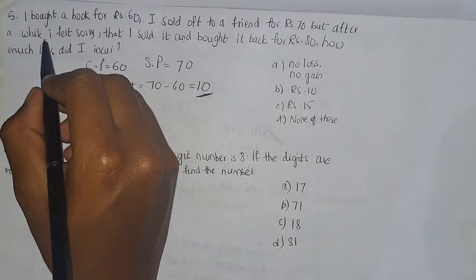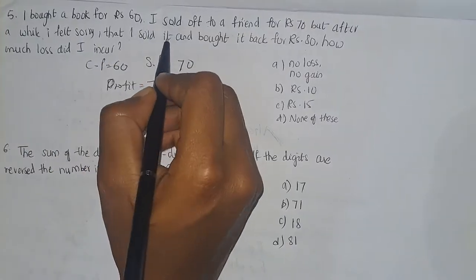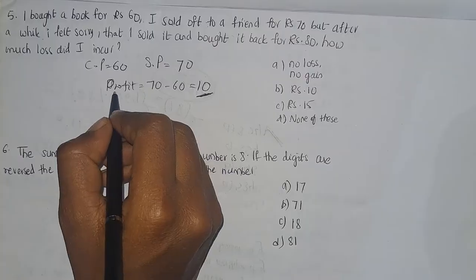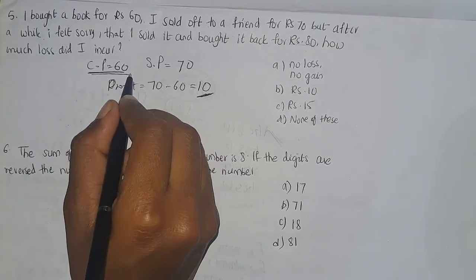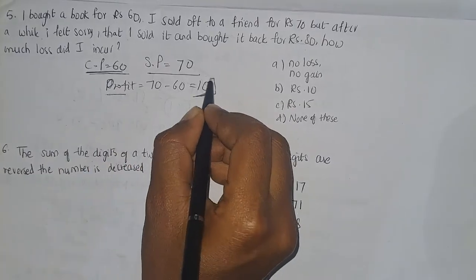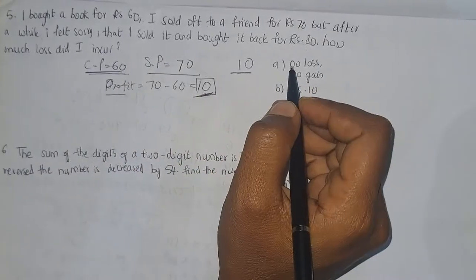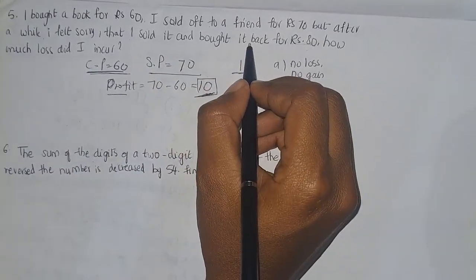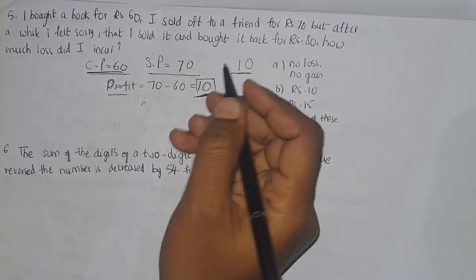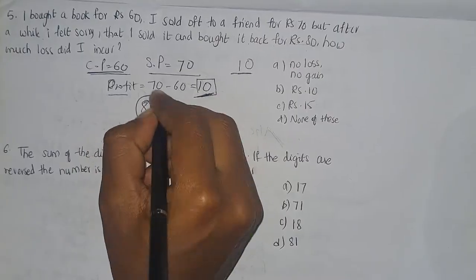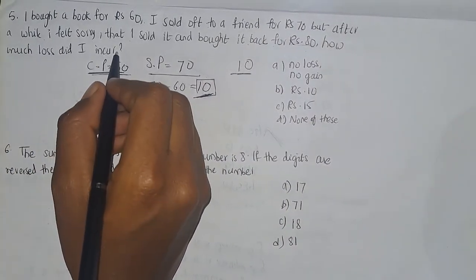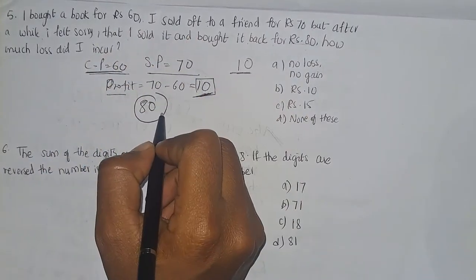But after a while, I felt sorry that I sold it and bought it back for rupees 80. So actually, his cost price is 60. He sold it for 70 and his profit is 10 rupees. Now he has 10 rupees, okay? Now he bought it back for rupees 80. That means he bought it for 80 rupees. How much loss did he incur?